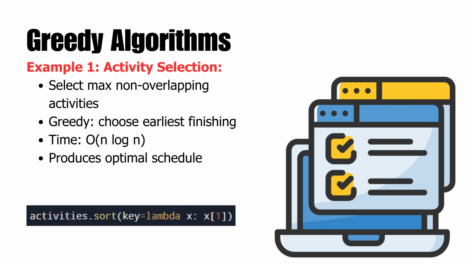Let's start with the activity selection problem. Given activities with start and end times, select the maximum number of non-overlapping activities. The greedy choice is to always pick the activity that ends earliest, leaving maximum room for future activities. By sorting activities by end time and selecting non-overlapping ones, we achieve an optimal solution in O of n log n time.